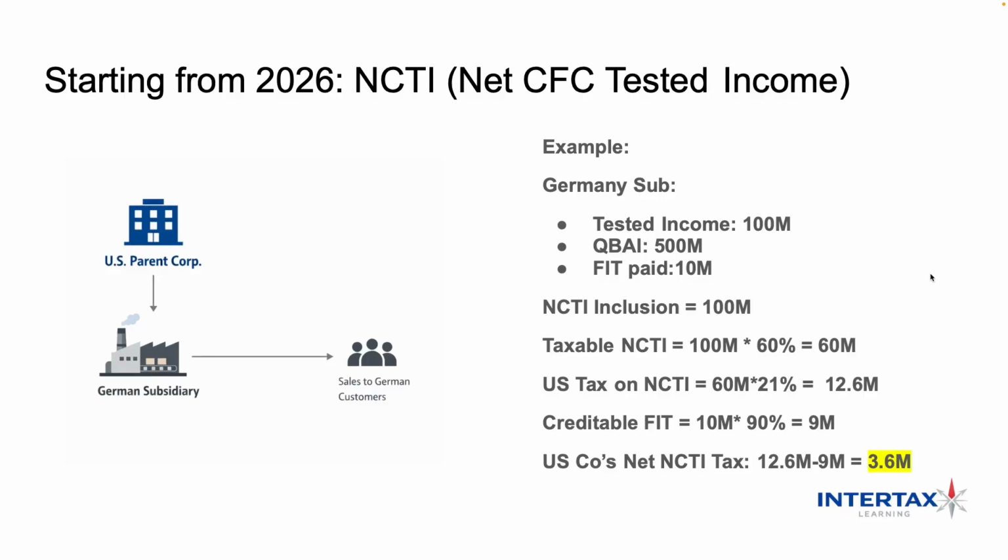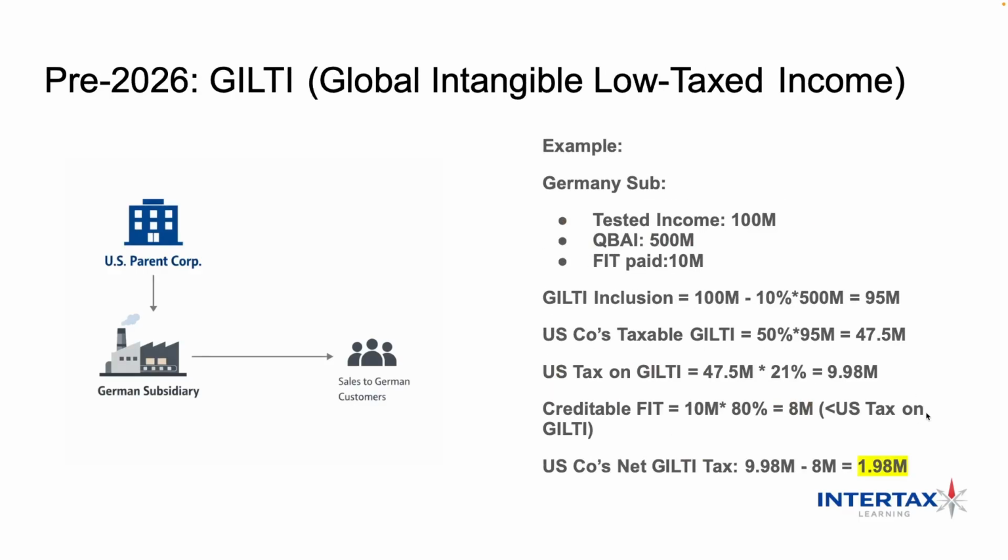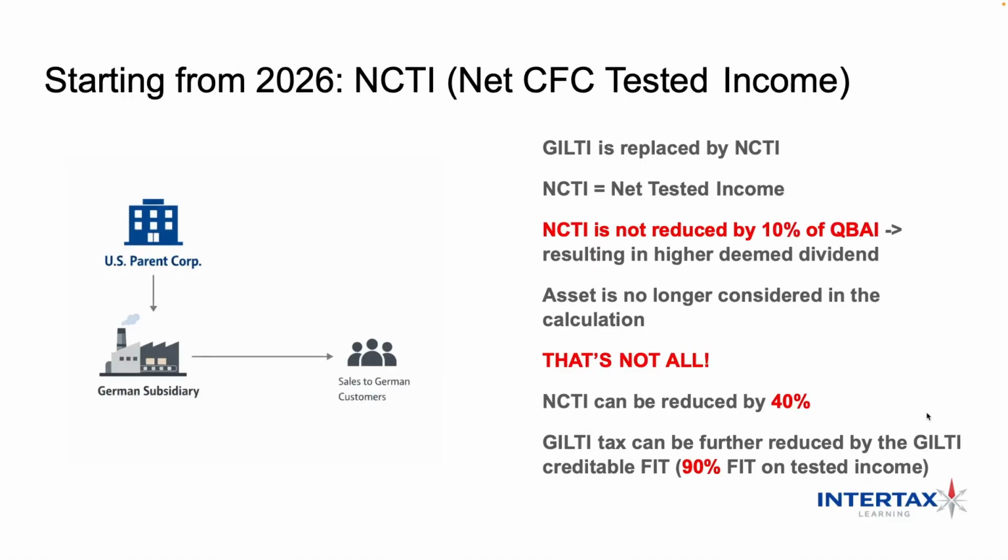So our taxable NCTI is 60% of that, which is 60 million. Our income tax on NCTI is 60 million times the 21% corporate income tax rate, which gives us 12.6 million. Our creditable foreign income tax is 90% of the 10 million foreign income tax paid. So our net NCTI tax is now 3.6 million, which is higher than the 1.98 million under GILTI.